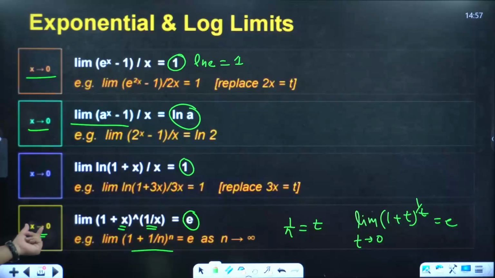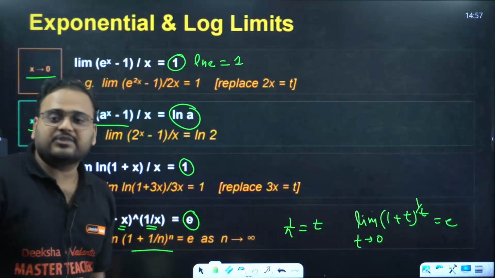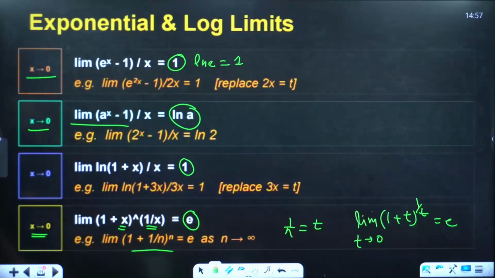If you are confused why it is x tends to 0 here, and why here n tends to infinity, I'll explain the reason right now.